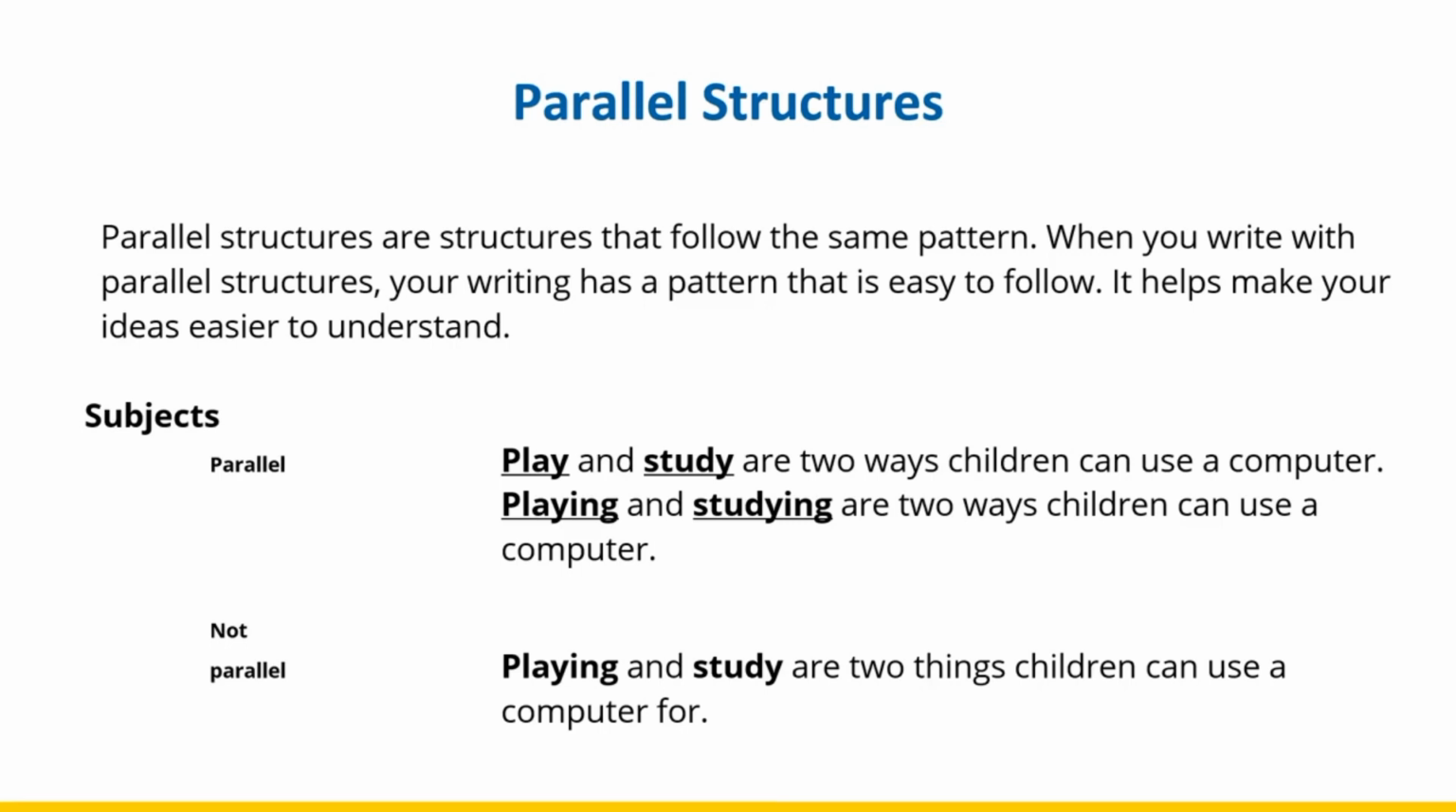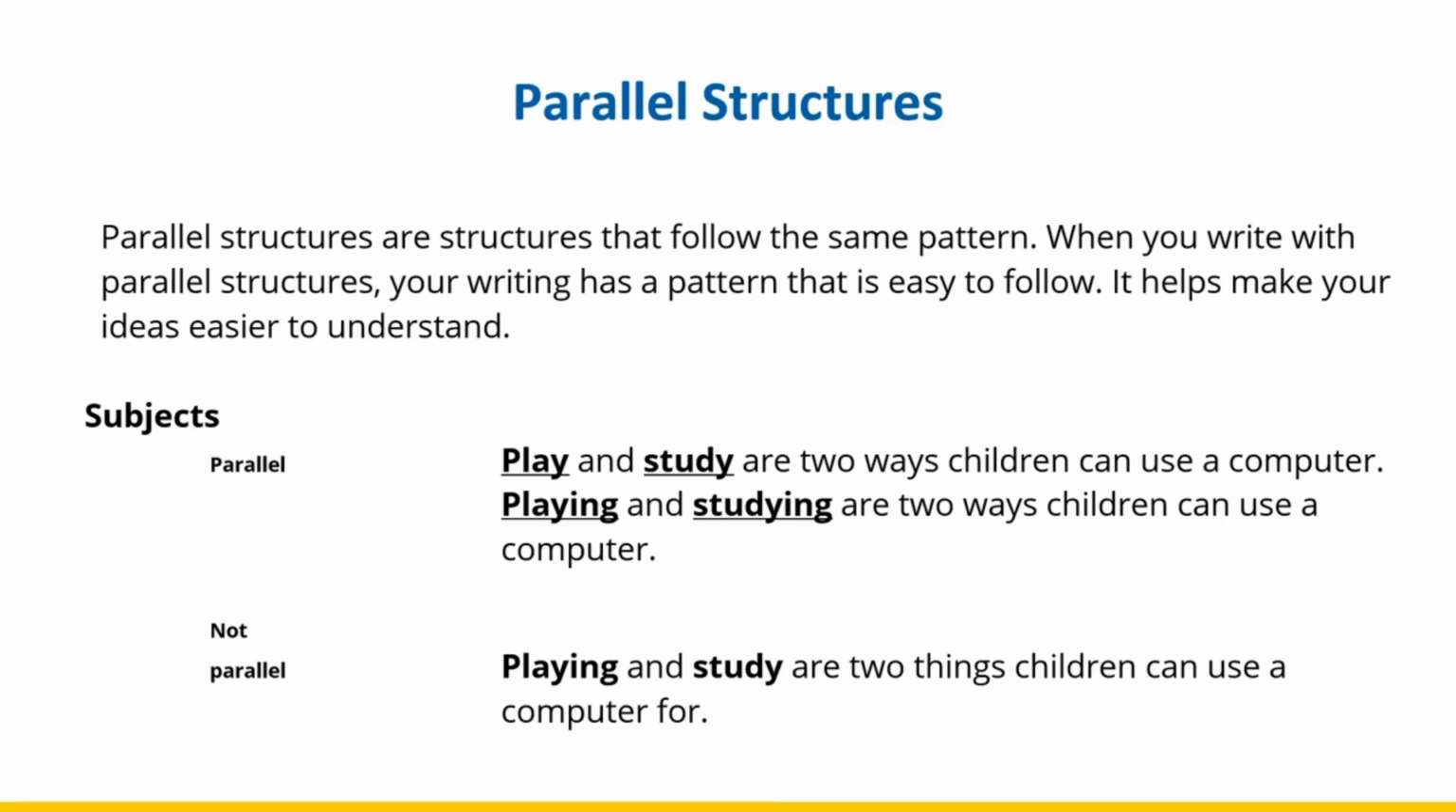The following one is another example of a parallel sentence: playing and studying are 2 ways children can use a computer. So here, instead of play and study, we have playing and studying. We added the ing ending. And the next sentence after that is not parallel, so you'll understand shortly why. Here we have: playing and study are 2 things children can use a computer for. As you see, the first word, playing, has the ing ending, and the second one, study, doesn't. So it's not a parallel sentence in this case.